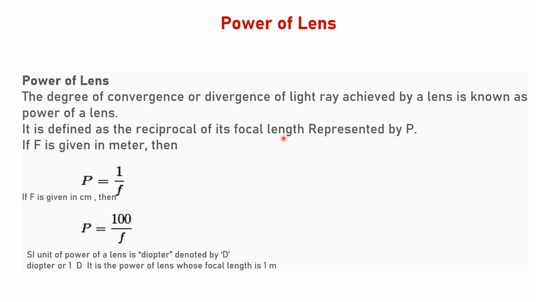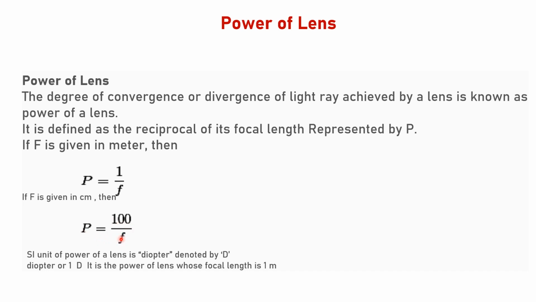But when the f is given in centimeters, then what will happen? Then you have to use this formula. P is equals to 100 upon f. Clear, students? So P will be 100 upon f.